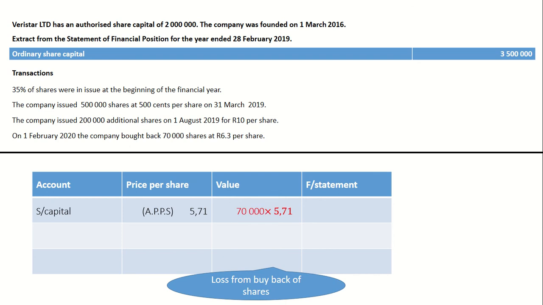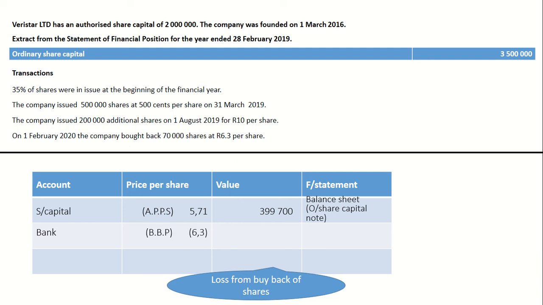Share capital will decrease by the average price, which is 5.71. Now take 70,000 shares that were bought back, multiply them by 5.71. It will give you the value that your share capital must decrease by, which is 399,700. That will decrease your share capital in the balance sheet. Another account that will be affected is bank. This is what we paid.